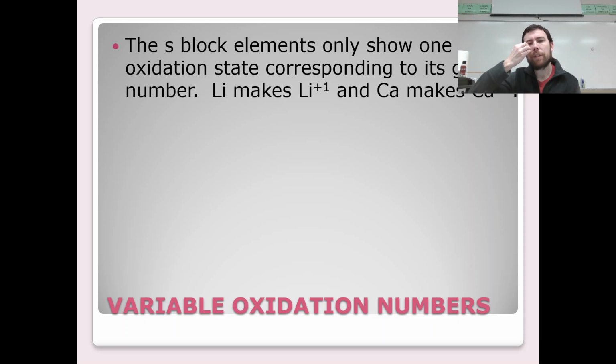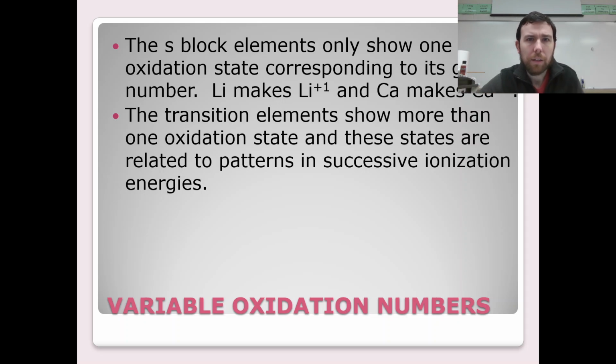We know that transition elements have variable oxidation numbers, and that the s block elements only show one oxidation state corresponding to their group number. Like lithium and calcium, for example: lithium's always +1 and calcium's always +2. That doesn't change. Transition elements, however, are going to show more than one oxidation state, and this is related specifically to ionization energy. Remember, ionization energy is simply the energy required to remove an electron from the gaseous form of an atom, or from a gaseous ion if you're removing an additional electron.